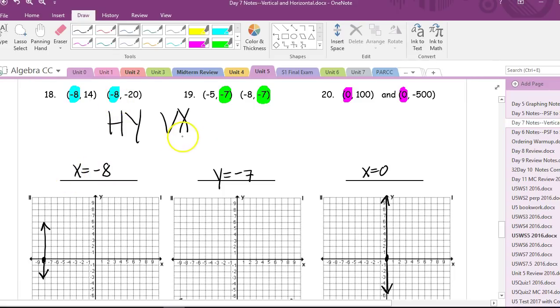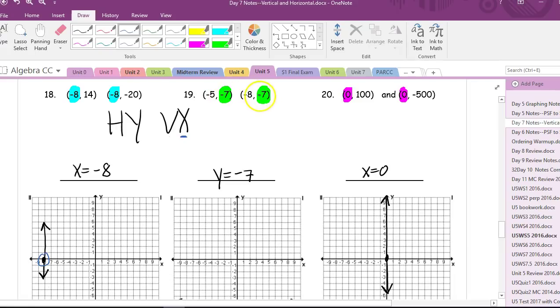x equals -8. x equals is a vertical line. Notice again, my -8 is on the x-axis. The letter that I tell you is the axis that the line goes through. Again, this is only true for vertical and horizontal lines. They're kind of their own thing.